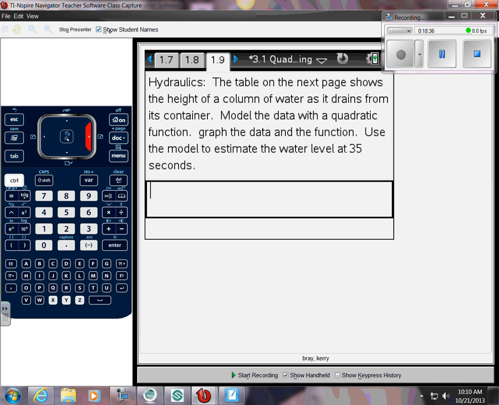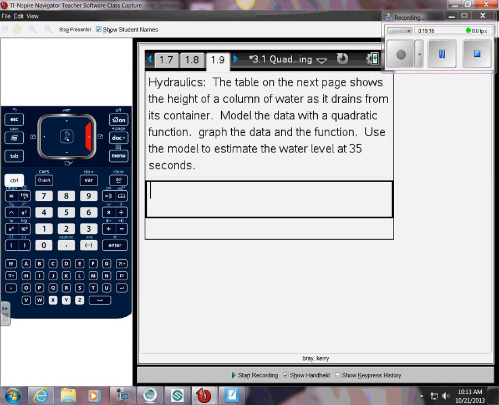So the problem says, the table on the next page shows the height of a column of water as it drains from its container. Everybody close your eyes. I want you to picture a column of water. Everybody know what a column is? Picture a column filled with water. It's like a cylinder. I want you to picture that water draining out from the bottom. Tell me what's happening to the height of the water. It's decreasing. Good. In terms of time, as time is increasing, what's happening to the water level? It's decreasing. Okay, open your eyes.